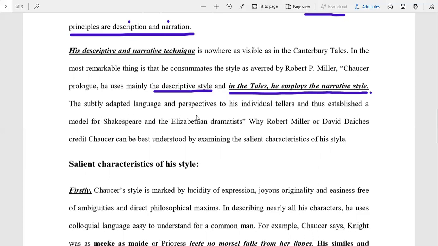He subtly adapted language and perspectives to his individual tellers and thus established a model for Shakespeare and the Elizabethan dramatists. Why Robert Miller or David Daiches credit Chaucer can be best understood by examining the salient characteristics of his style. Now the salient characteristics of his style, we have to discuss them one by one.